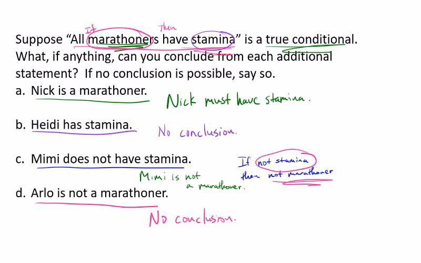All right, so we'll practice more with these in class. These are a little bit tricky, but just remember, if you have a true conditional, and we're assuming it's true, then for A and C, we can find a conclusion based on those statements, whereas for B and D, no conclusion is valid.